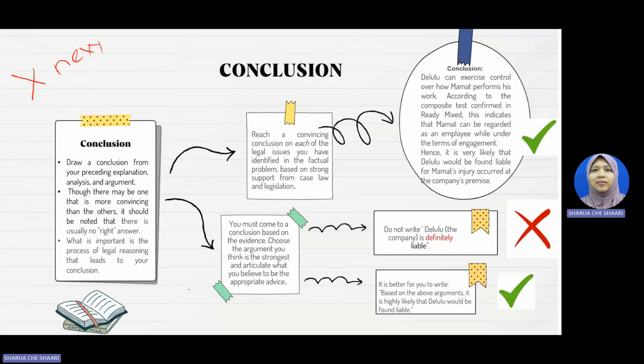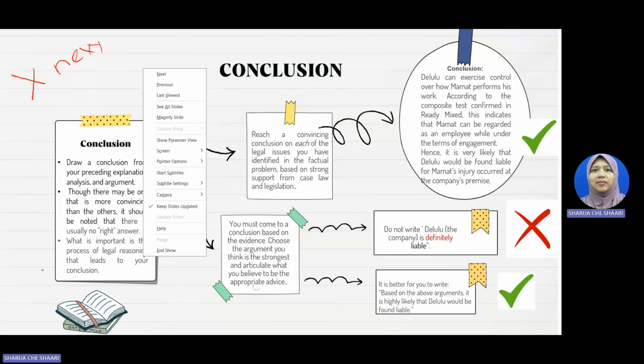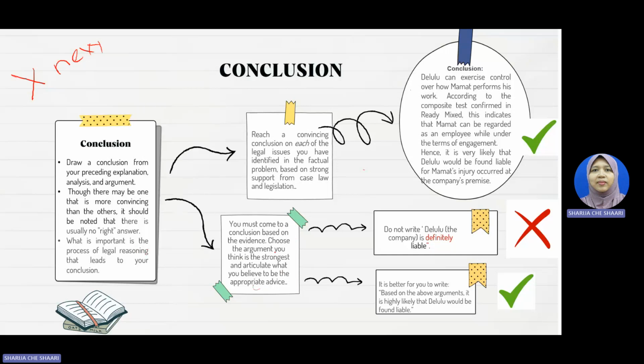The most important thing is we are going to look at whether you understand the process, whether you can argue, and whether the legal reasoning is put forth in a clear manner. Once you reach a conclusion, for example, as in the example that I gave you, your conclusion must be based on the evidence that you have discussed earlier, meaning the statutes and the cases. So you choose the argument that you think is the strongest and articulate what you believe to be the appropriate advice.